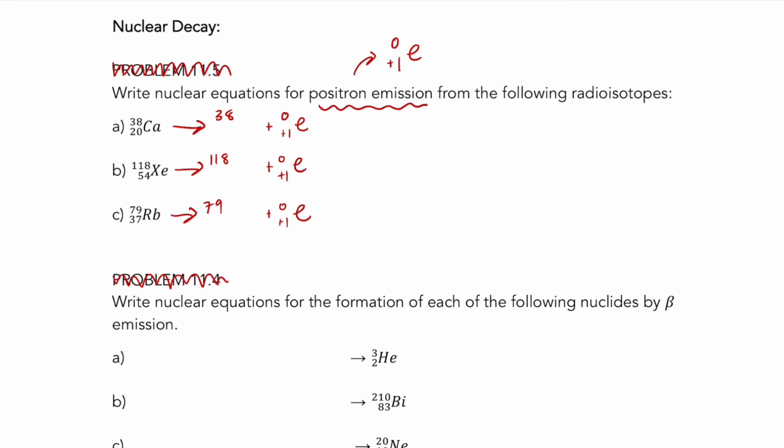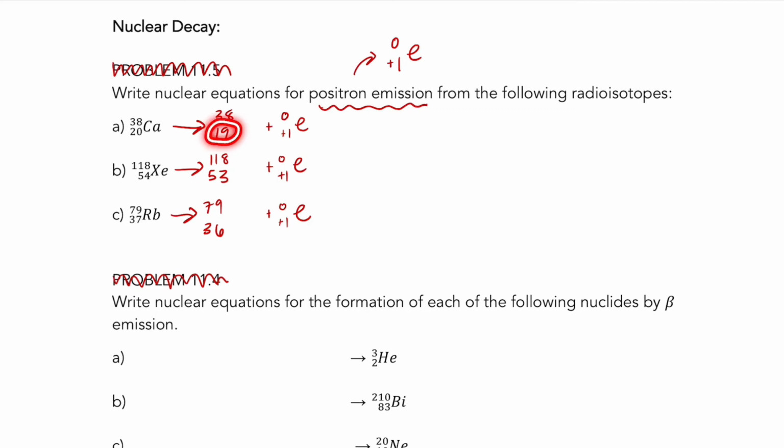And the charge on the positron is +1, or the atomic number location is a +1. So our thing +1 needs to equal this number. So it's going to be a 19 + 1 for the first one. It's going to be 53 + 1 for the second one. And it's going to be a 36 + 1 for the third one.